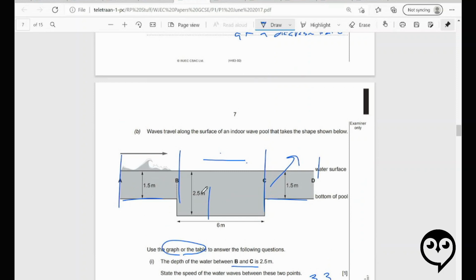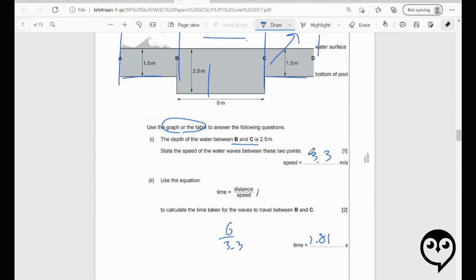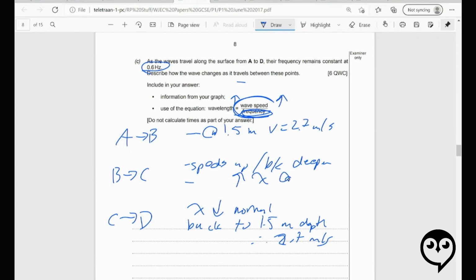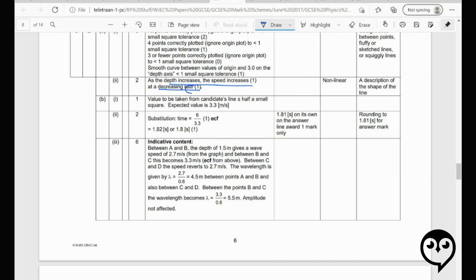So we had said 2.5 is going to be at 2.5 meter depth, 3.3 meters per second. And in order to go faster along that spot, that wavelength needs to be larger because it's traveling at the same frequency. Let's check out the indicative content.